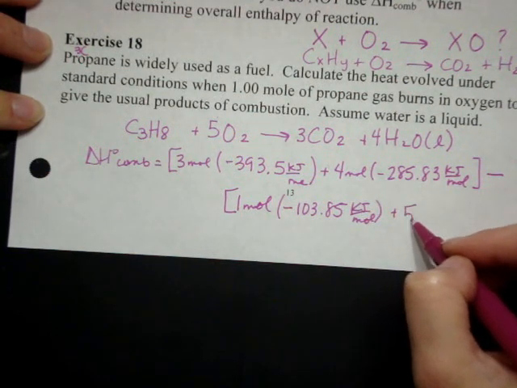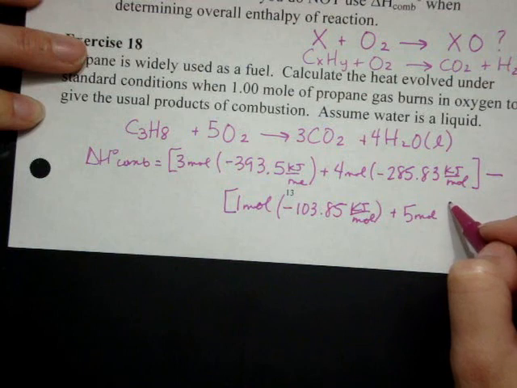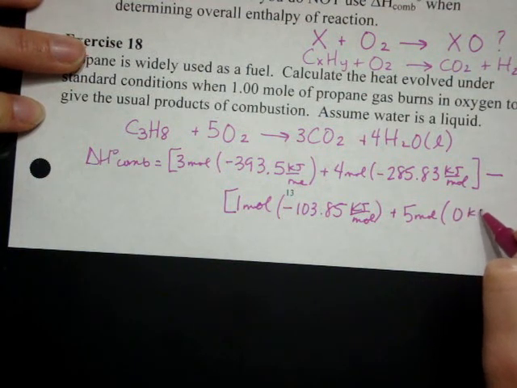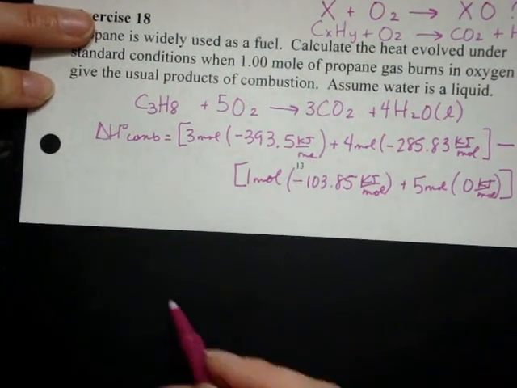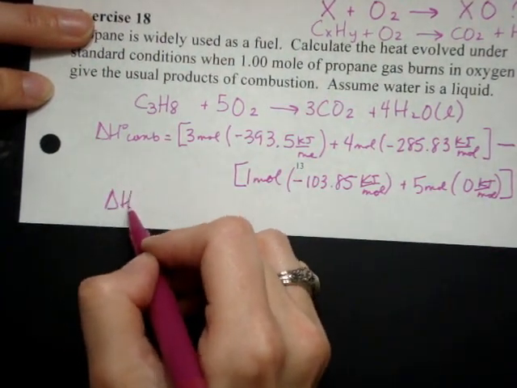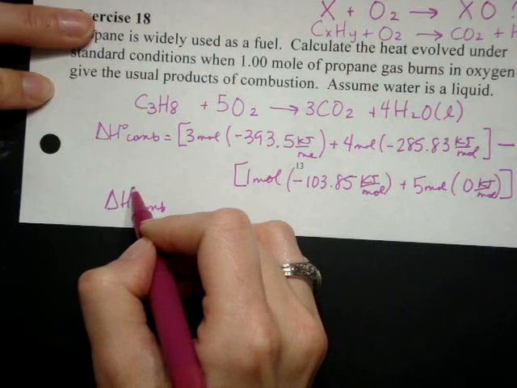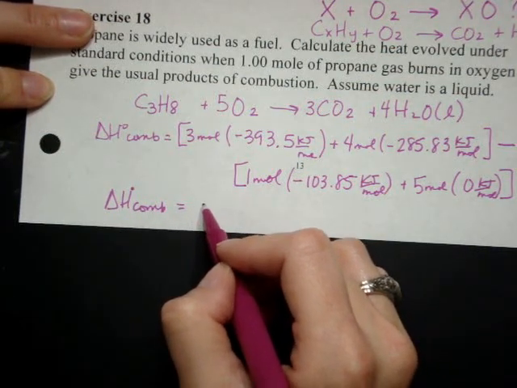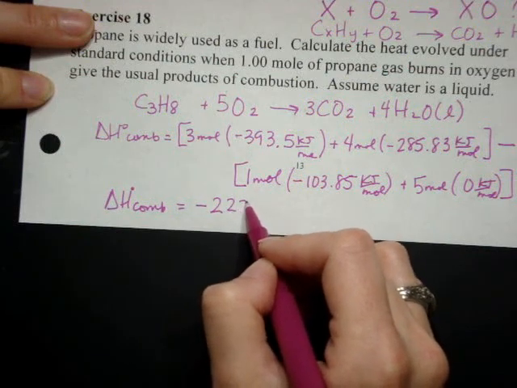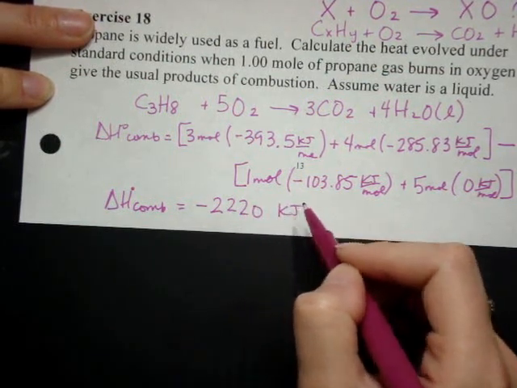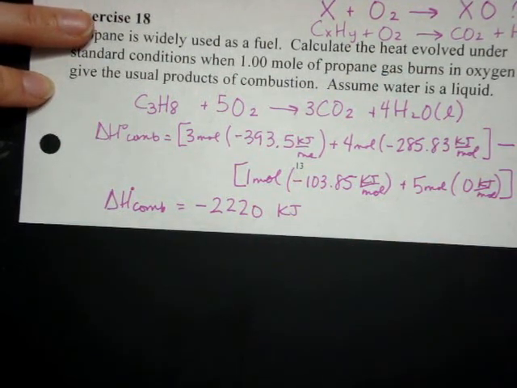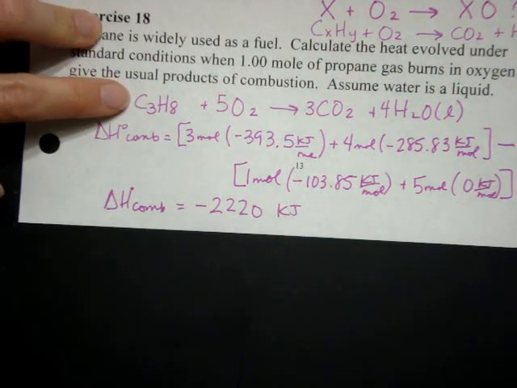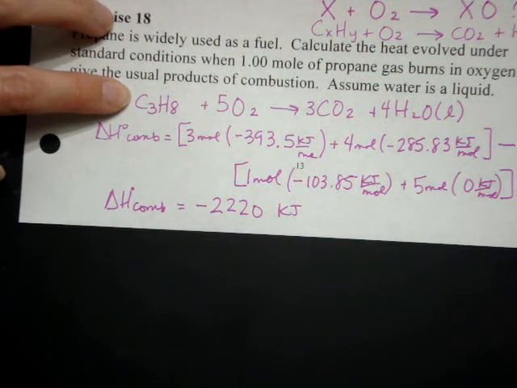And then 5 moles of oxygen, however, oxygen is in its standard state, so it's just 0 kilojoules per mole. When we multiply and solve for our reaction, we end up with negative 2220 kilojoules, and that counts for 1 mole of propane gas because that's the amount that we started with.